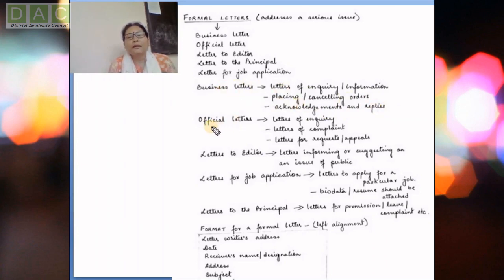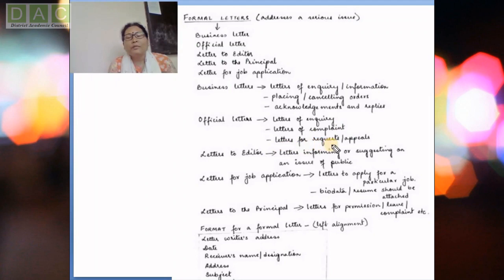Now coming to the next, the official letters. Why do we write these official letters? We write these letters in terms of inquiry. Next, they are written for complaints to be made.